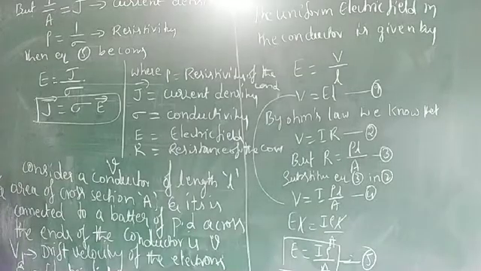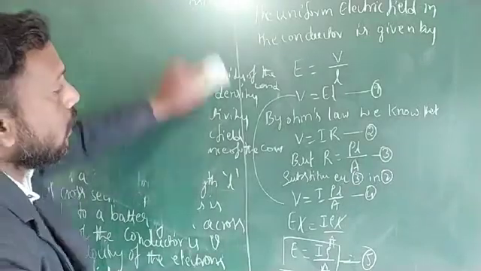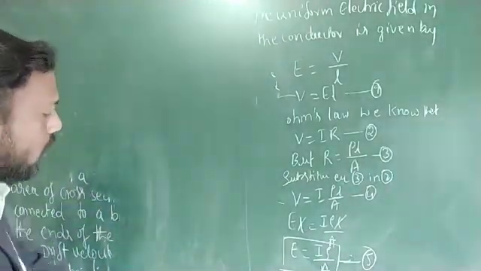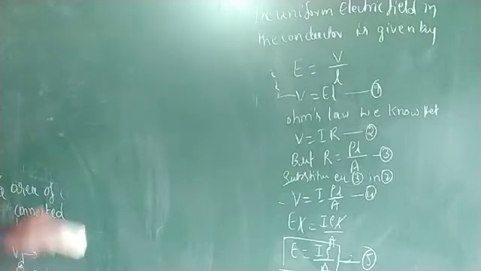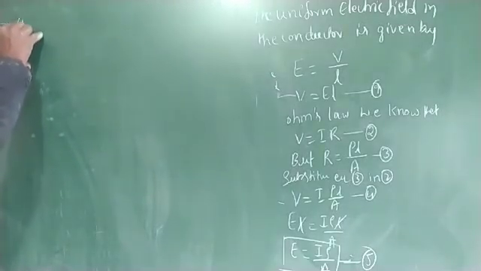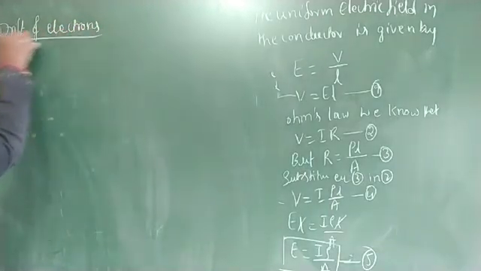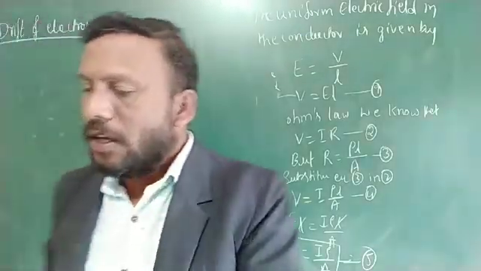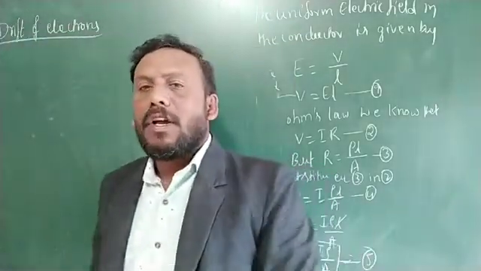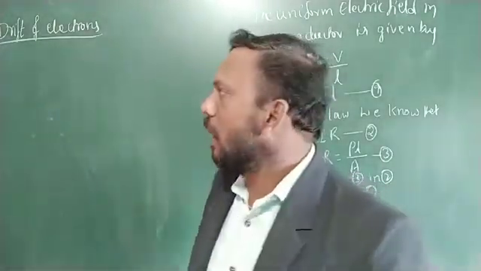Next, drift of electrons. What is drift of electrons? Drift velocity, drift of electrons and relaxation time. These concepts are very important. Okay? Drift of electrons is the phenomena where the electrons drift with an average drift velocity opposite to the electric field.